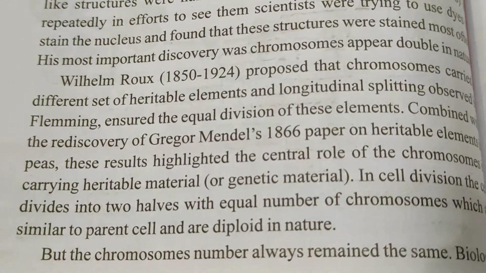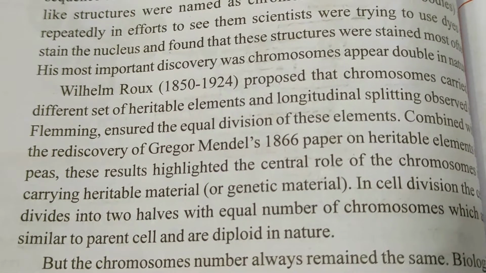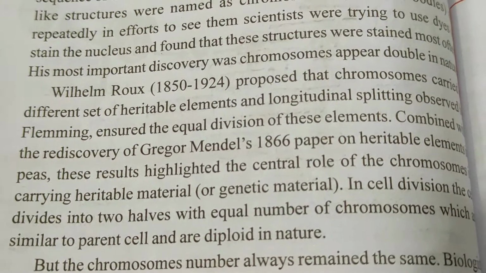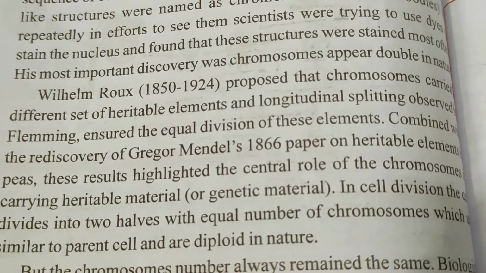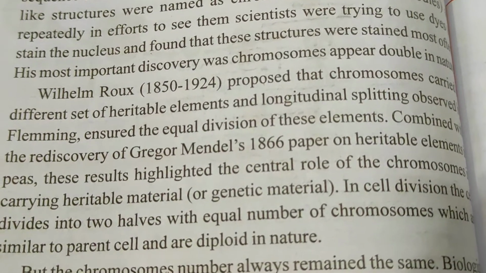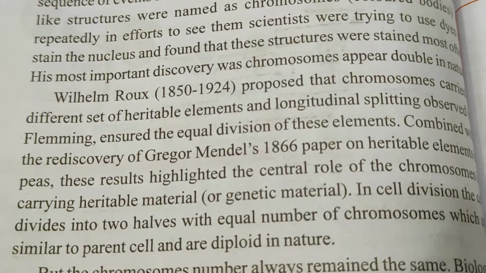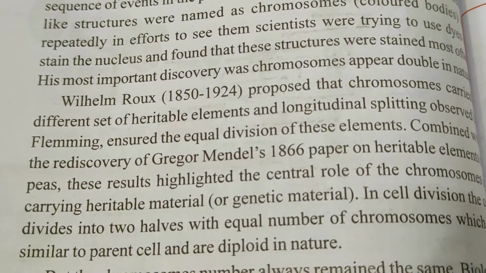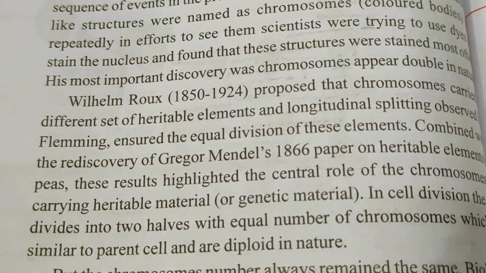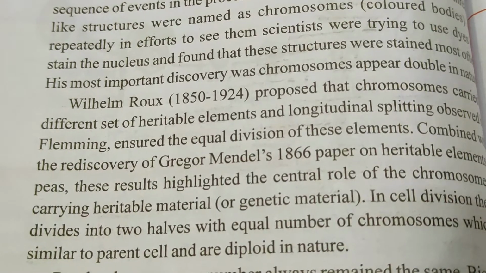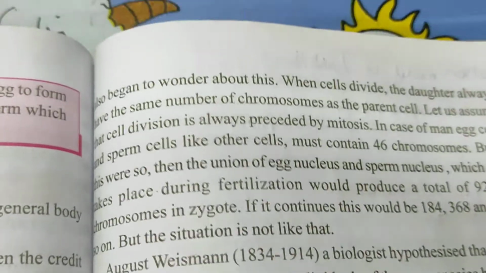In the case of peas, he observed for the first time the pea plant, and he highlighted the central role of chromosomes. Actually, the central role of chromosomes was highlighted by Gregor Mendel. And in cell division, the cell will be divided into two equal halves with an equal number of chromosomes. This is important, and they are similar to the parent, and they are diploid in nature because 2n will be continued. That's why it is a mitotic division. We can say duplication of chromosomes. And one more important thing, they observed for the first time that the number of chromosomes is the same. They are maintained in the same way.